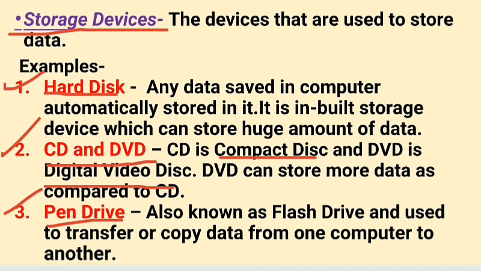Third is the pen drive. Pen drive is also known as flash drive. It is used to transfer or copy data from one computer to another. It is also known as a portable storage device because we can carry it from one place to another easily.